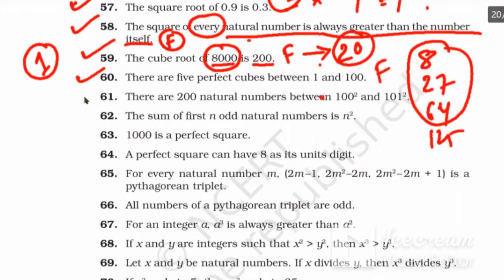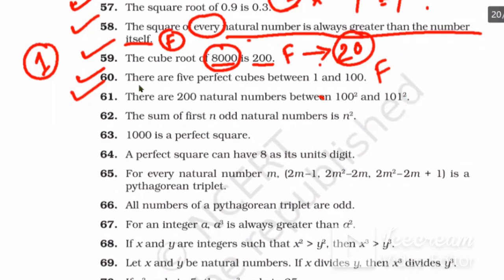Question number 61. There are 200 natural numbers between 100 square and 101 square. True or false? True. Why is it true? Because 100 into 2 is equal to 200. Very good.